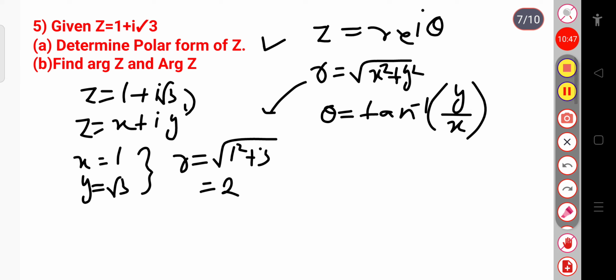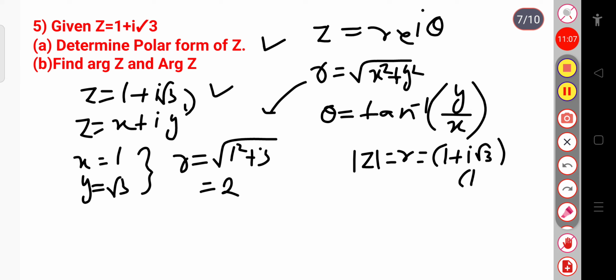Or also you can calculate it as, since z is given, you know mod z equal to r, so you can also calculate this as 1 plus iota root 3 into its conjugate, that is 1 minus iota root 3. By multiplying this, you can calculate 1 plus iota root 3 into 1 minus iota root 3 whole root over. So by calculating this you can also calculate the radius or your r. This is equal to 2, you may calculate in this process or in this process. So, here you have calculated r.